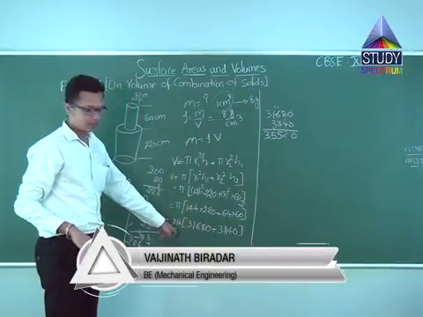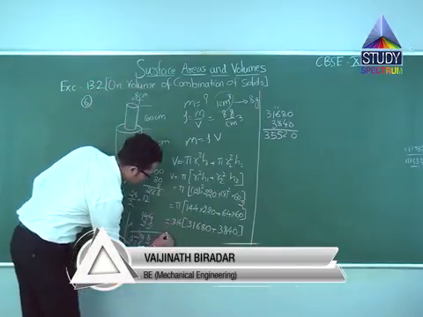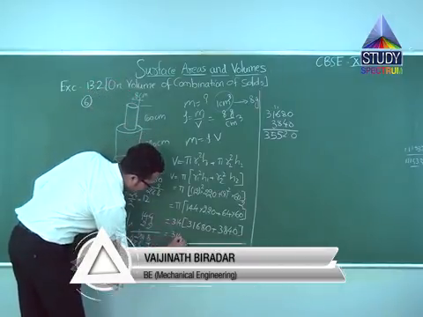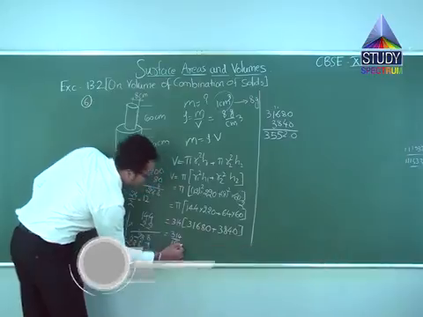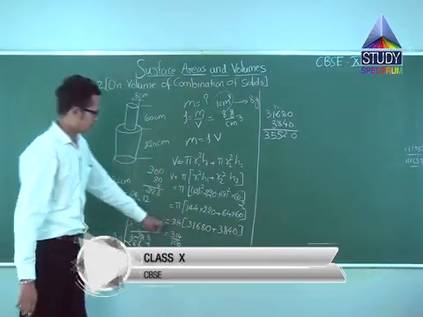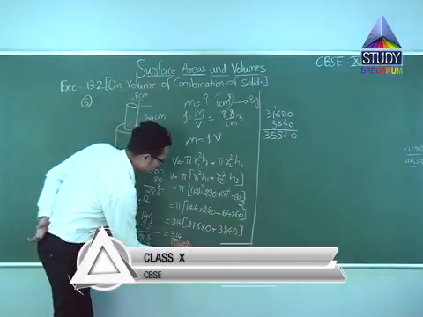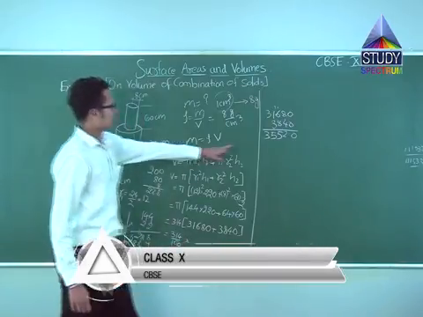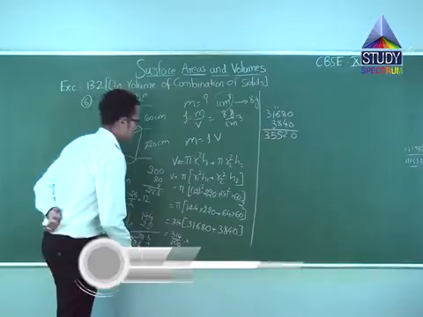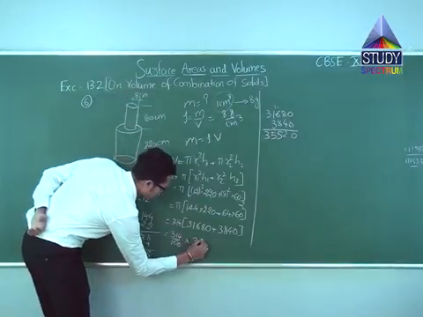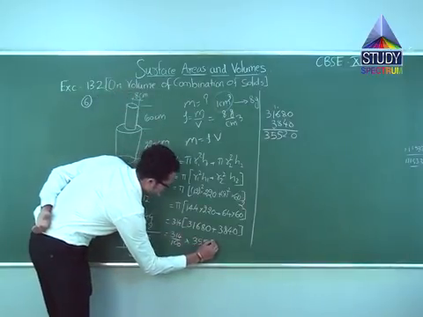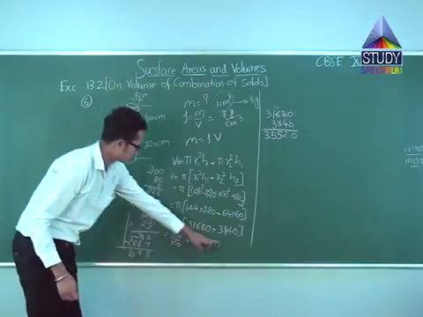That is multiplied with 3.14. 3.14 can be written as 314 by 100. 314 upon 100, that is multiplied by 35520. 10 goes out here.